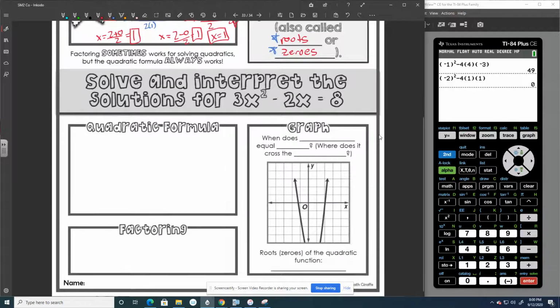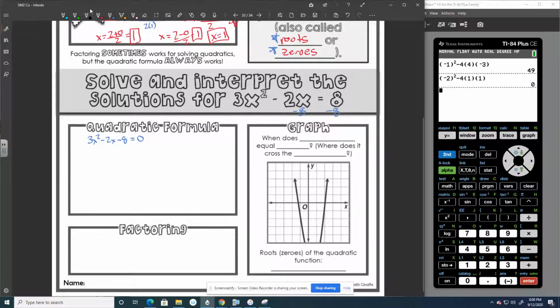All right, so let's do another problem here. 3x squared minus 2x equals 8. Now, obviously, this doesn't work yet because it equals 8. So I'm going to minus 8 from both sides, and then I'm going to rewrite it. 3x squared minus 2x minus 8 is equal to 0. Now, we're going to do this one 2 different ways. We are going to solve it with the quadratic formula, but we're also going to factor and solve it so you can see we get the same result.